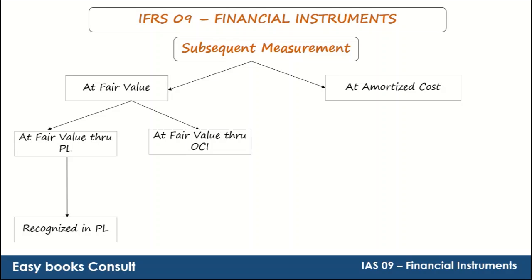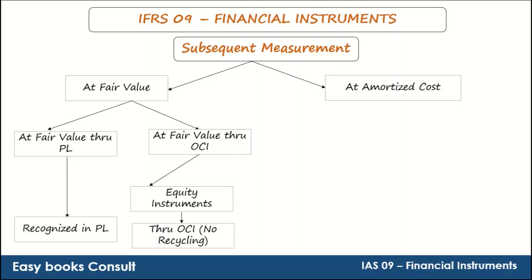The second category, fair value through OCI, has two subcategories. The first subcategory is equity instruments at fair value through OCI. Only dividends are recognized in profit and loss, with all the other gains and losses, including foreign exchange gains or losses, recognized in other comprehensive income. Upon derecognition, the amounts in other comprehensive income are not reclassified to profit.